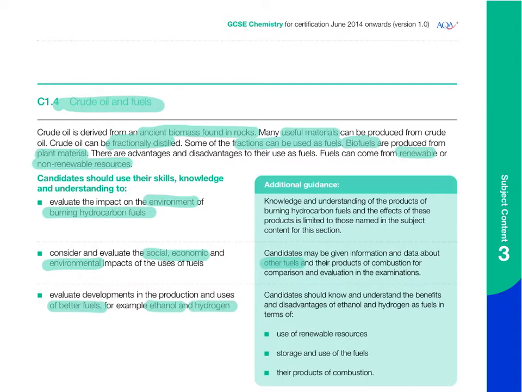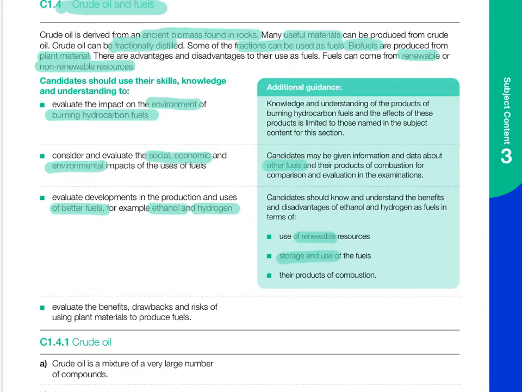You also might need to evaluate developments in the field of producing better fuels, things like ethanol and hydrogen. So you do need to think about these as renewable resources, and especially for the hydrogen, you want to think about the storage and the use of those fuels. Hydrogen is highly explosive, so you do need to be careful how you store it and how you use it. It might be a bit tricky still to use that in a vehicle, perhaps. Boom! And you also need to think about the products of combustion. So if you burn hydrogen, you only actually get water. If you burn or combust other things, though, you often get carbon dioxide, which is a greenhouse gas. You've also got to think about evaluating the benefits, drawbacks and risks of using plant materials to produce fuels, which we'll look at in a moment.